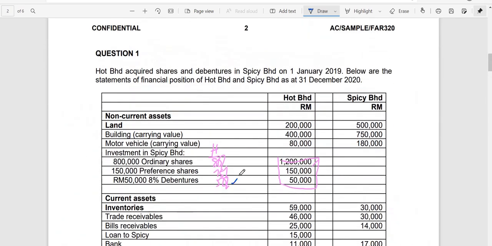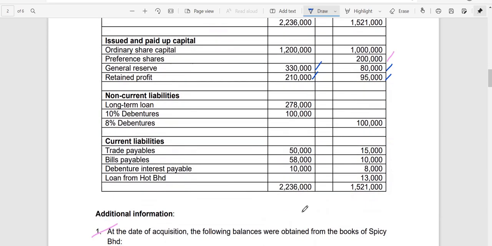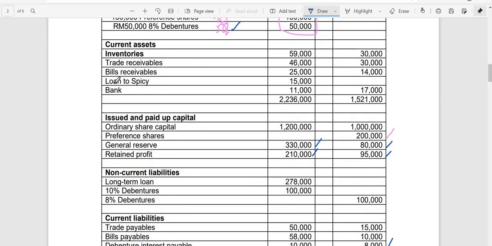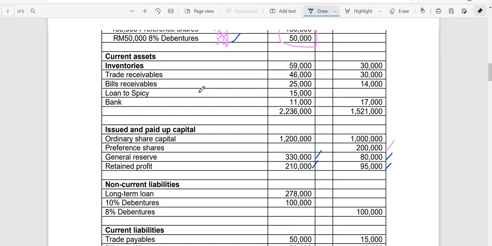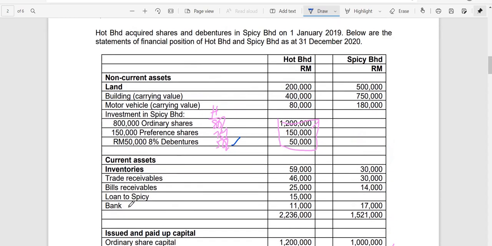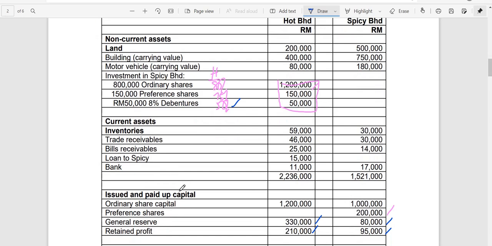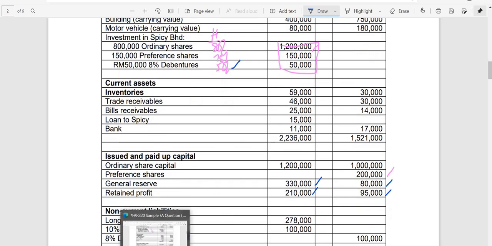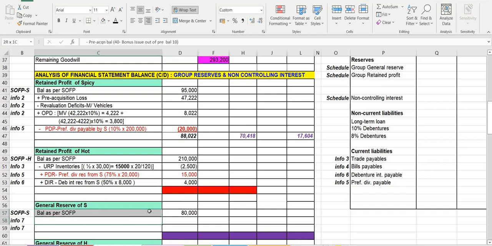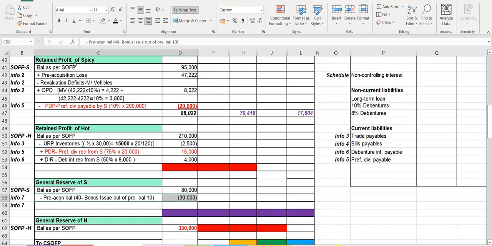Take note that the percentage acquired in the debenture of the subsidiary was 50%. So if you can see here, there was a debenture interest payable declared of 8,000, right? However, if you check in the current asset section, you cannot see any debenture interest receivable amount shown here. So it shows that the parent company, Hot, has not yet taken credit of the debenture interest receivable from Spicy. Right. So if that is the case, you need to go and do the recording.